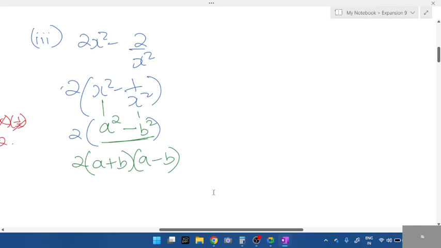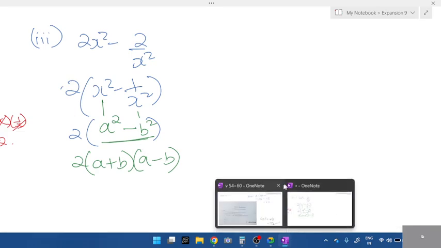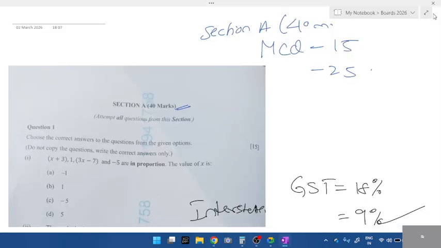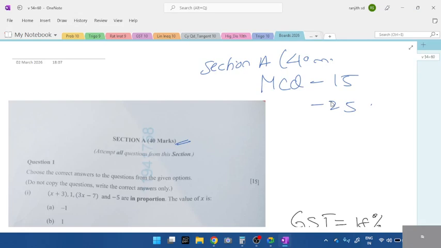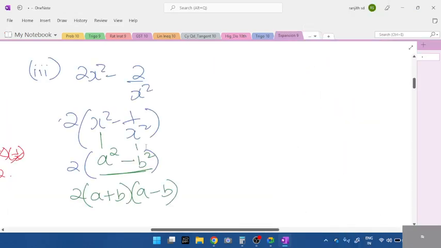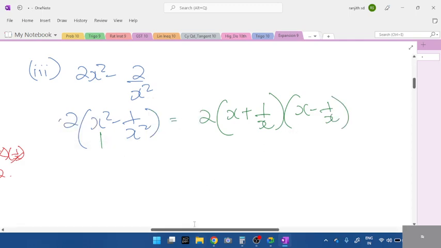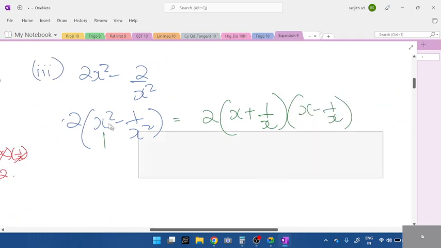So what should I write here? a plus b into a minus b, or x square. What should I write here? 2 into x plus 1 by x into x minus 1 by x. That's it. Because we don't have a and b, we need to replace the values. Okay. This is how you have to practice.